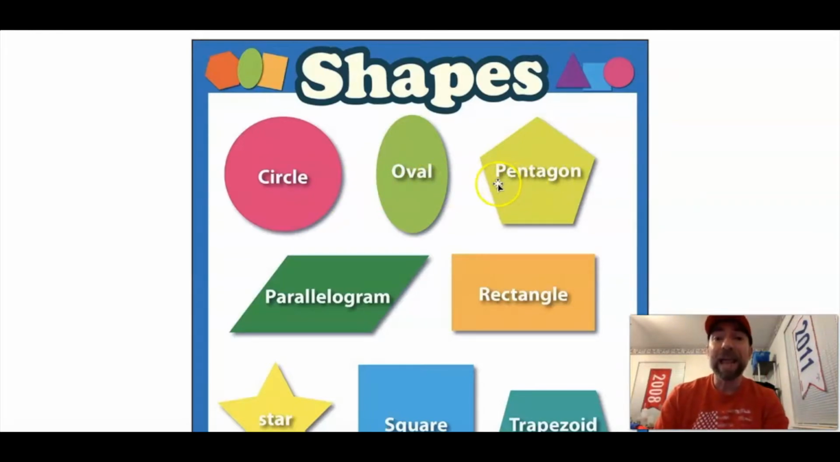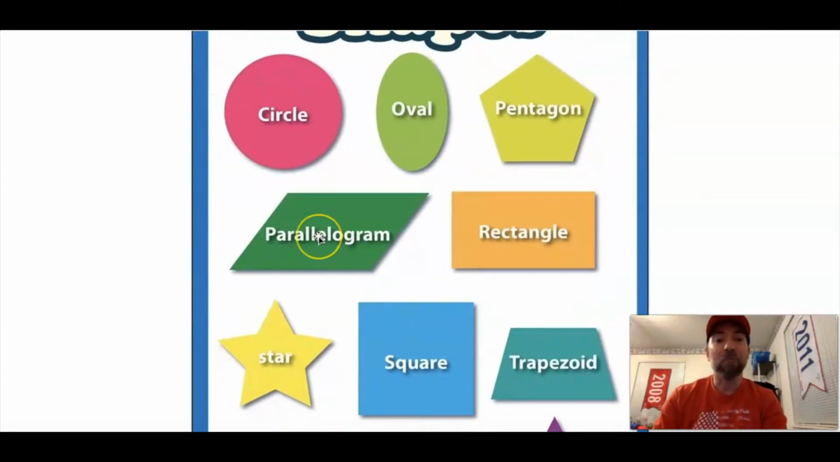And then we have a pentagon. A pentagon has 5 sides. 1, 2, 3, 4, 5. And then we have a parallelogram. The opposite sides go exactly the same way. They go the same direction. They never get closer together.